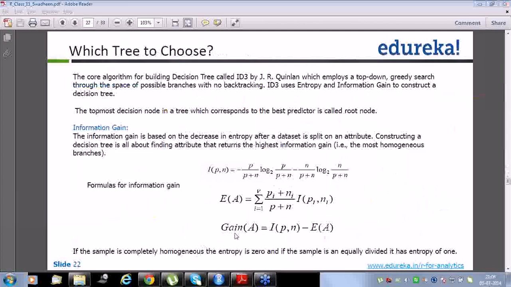The topmost decision node in a tree, which corresponds to the best predictor, is called the root node. So the best predictor is about whether we should choose student as the best predictor or income category as the best predictor, something like that.